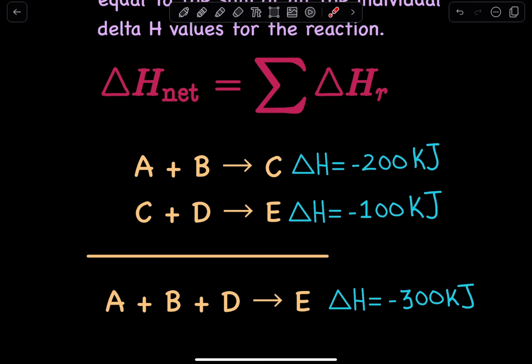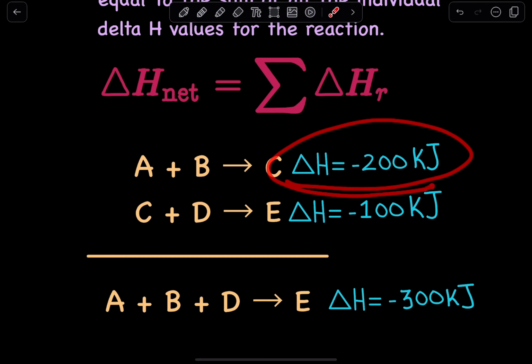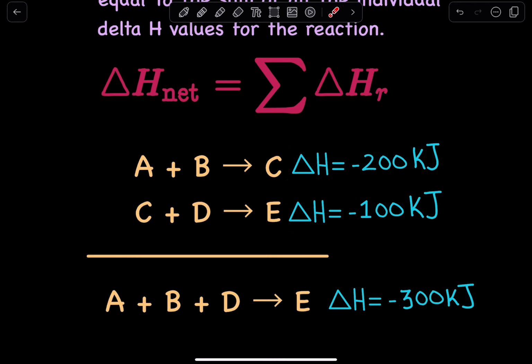Now here it can be noted that this first elementary reaction has a delta H of negative 200, and the second one is negative 100. And if we just take the sum of these two values, we get negative 300. So the overall delta H, or the overall enthalpy of this overall reaction, is negative 300.